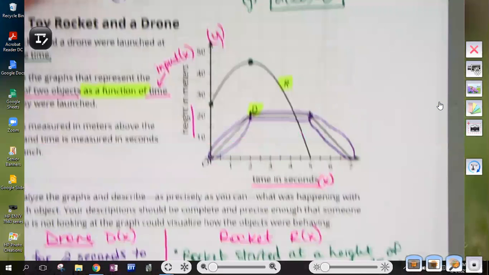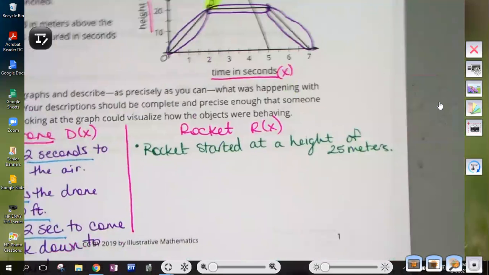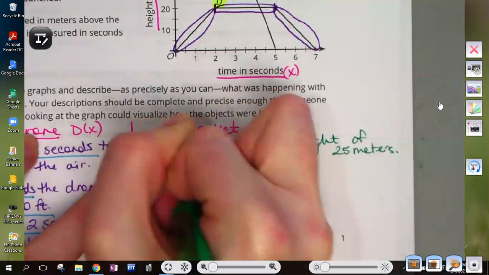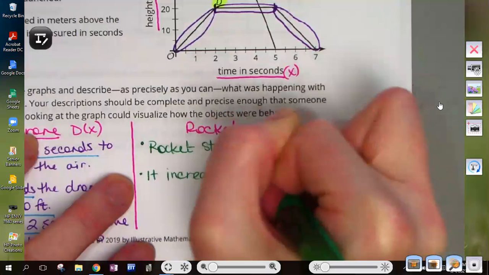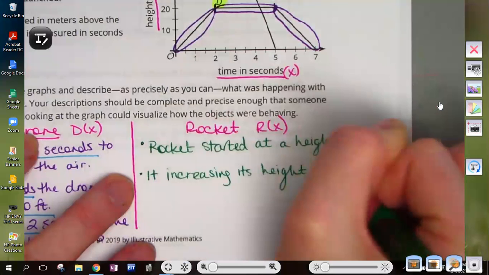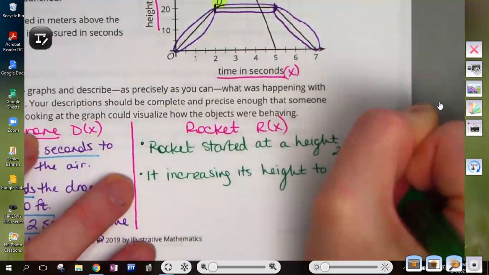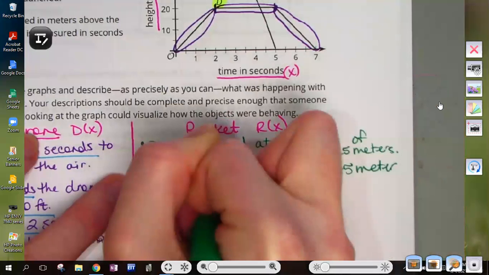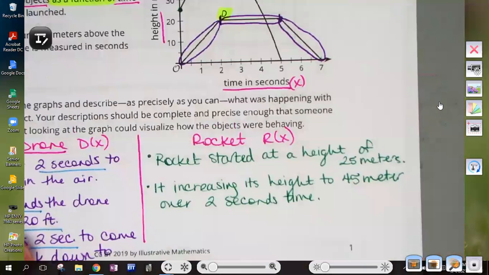Okay, so is it increasing at a constant rate? No, because what would it have formed? Yeah. It would have formed a straight line. Okay, so it increases its height to 45 meters over 2 seconds time. Mental note, it's not at a constant rate.